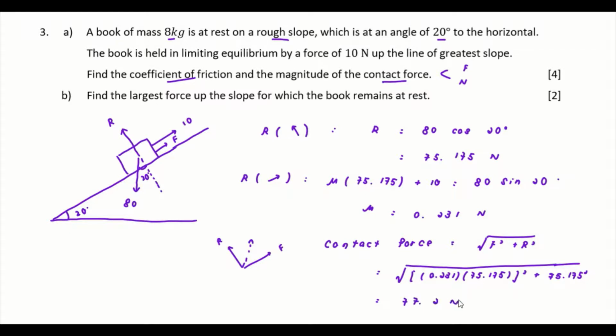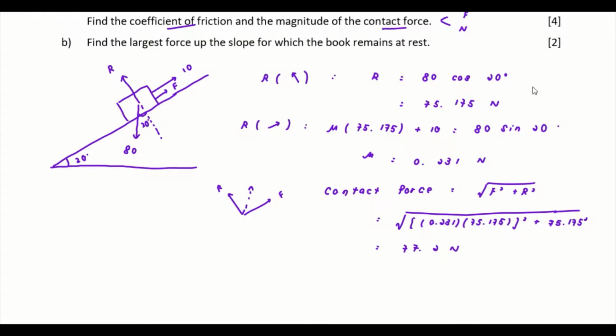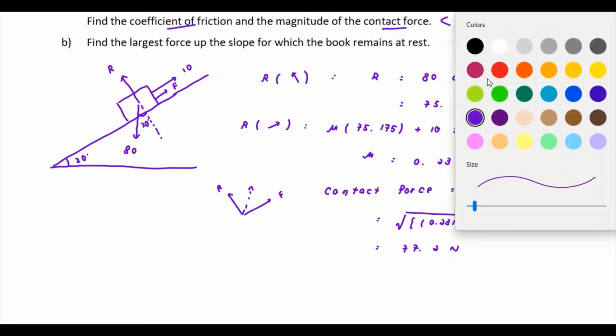The contact force is 77.2 Newton. When I mark your working, if I put a C with a question mark, it means that you didn't get your contact force. Either you only gave me the friction, or you didn't read the question properly, only solved for mu, and then moved on to part B.